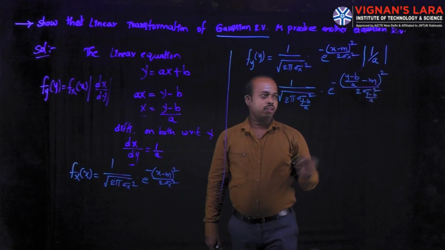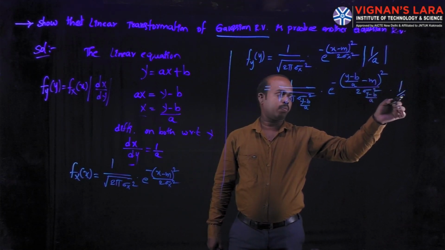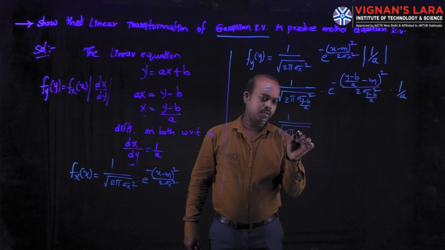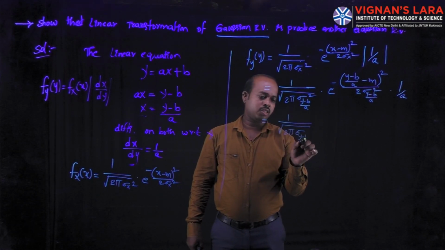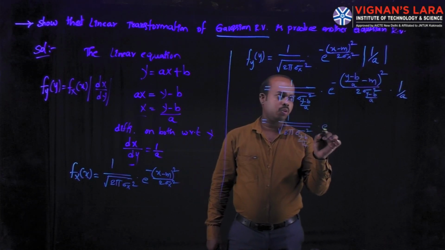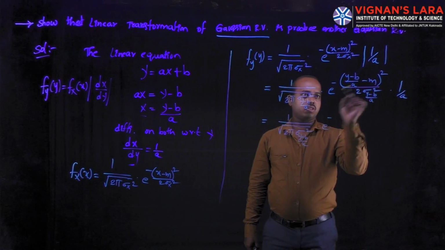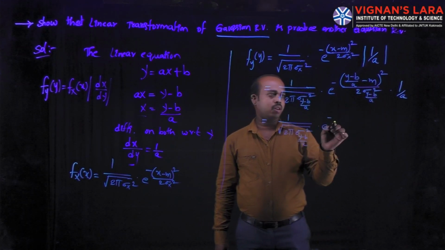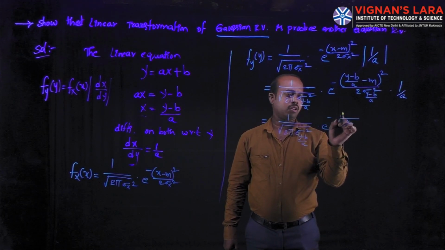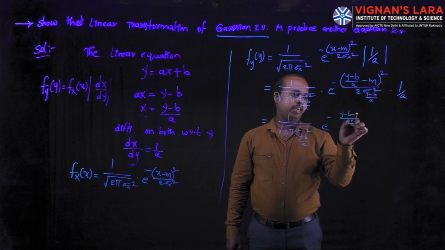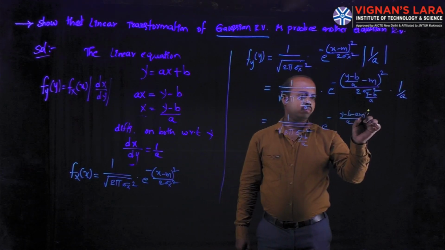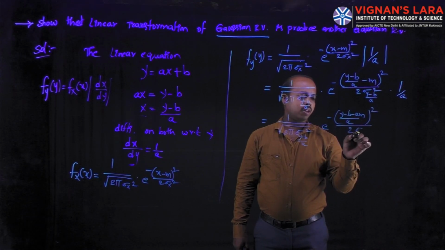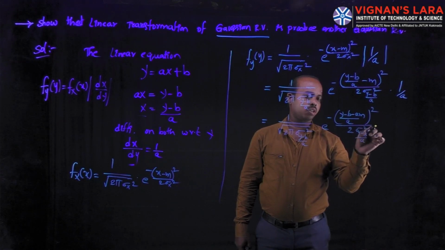Here you can simplify these quantities. This entire value is multiplied with 1 by a. Now I am writing the above equation as 1 divided by square root of 2 pi sigma y minus b divided by a square, into e power minus. Here you can take the LCM for these two terms, the denominators being 1 and a, so the LCM is a. The quantity is y minus b minus am, whole square, divided by 2 sigma y minus b by a square, into 1 by a.